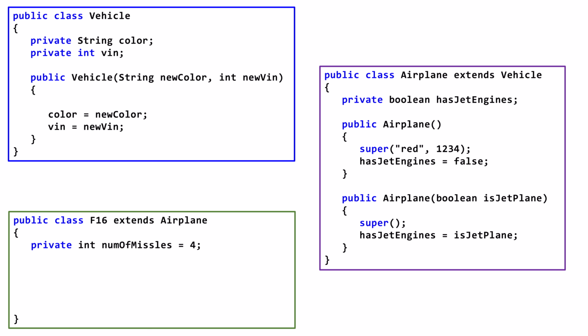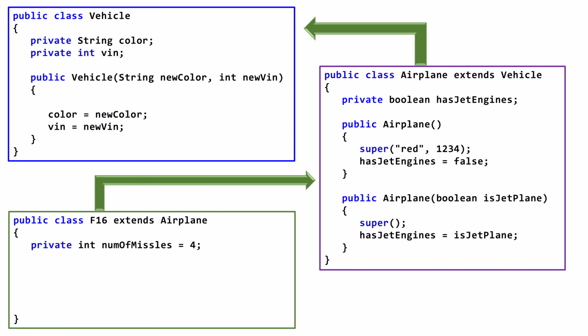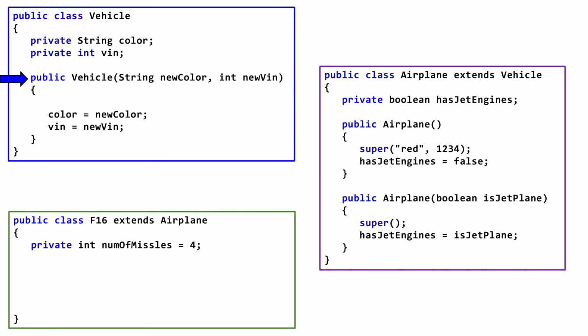Let's look at these three classes. The vehicle class is implicitly a subclass of object. Airplane is a subclass of vehicle, and F-16 is a subclass of airplane. There is only one constructor in vehicle. The constructor doesn't have a call to the superclass, so Java inserts one.